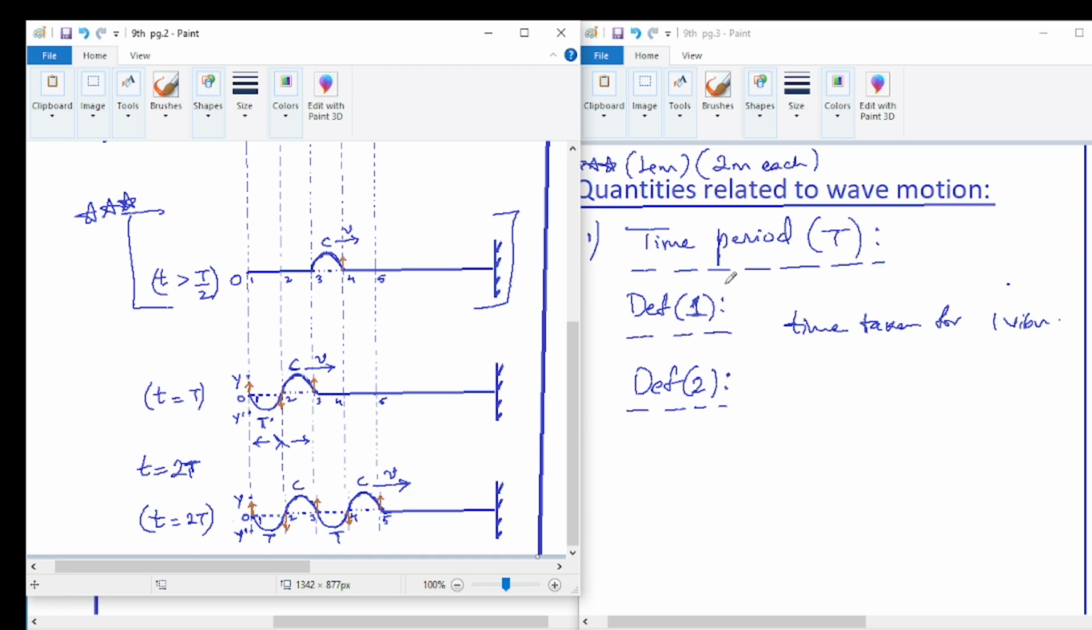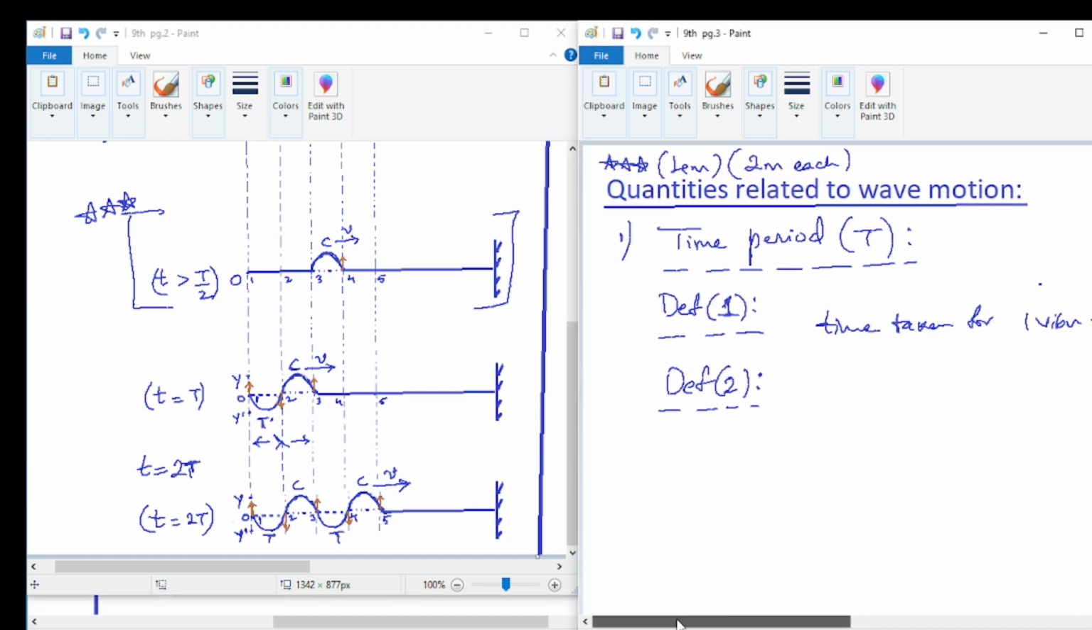Like that, time period is nothing but the time taken by one complete wave to pass through any point, or simply, the time taken by one wave to pass through a point is called the time period. So this is the second definition for time period. The first is in terms of just plain ordinary vibration, but the second is in terms of wave motion. That's why this is also considered to be very, very important.